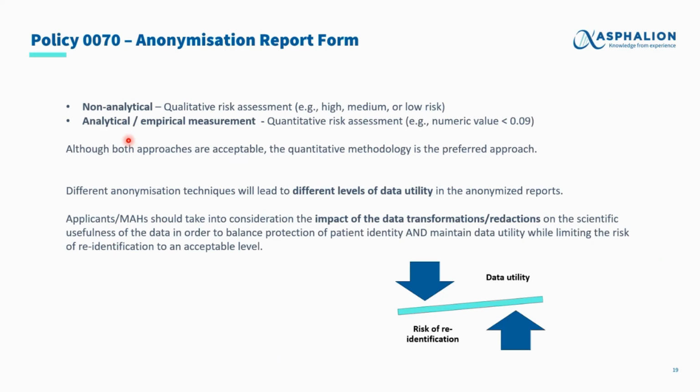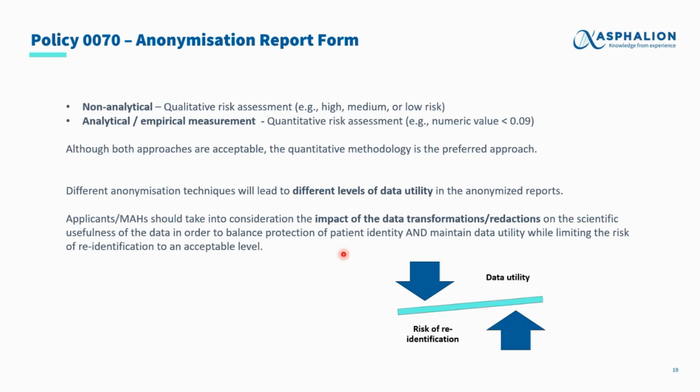Regarding the risk assessment, there are two types of approach. One is non-analytical, a qualitative risk assessment, and this is just to qualify the risk as high, medium, or low, but not with a specific analysis for determination of this risk level. And then the other approach is the analytical or empirical measure of the risk, a quantitative risk assessment. This obtains specific numeric values about the risk of re-identification, and the numeric value for an acceptable threshold by the authorities is below 0.09. Both approaches are acceptable, but the authorities would prefer quantitative methodology as the preferred approach, but both until the moment are acceptable.